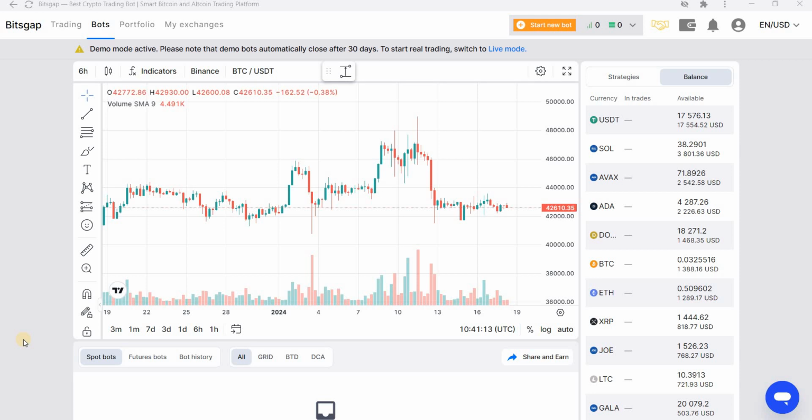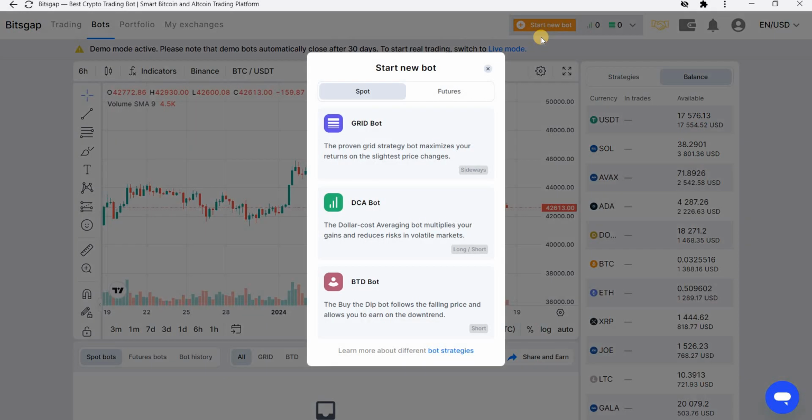So here we're on the Bitsgap platform and I'm in demo mode. I recommend trying new things in demo mode and see how things go. Then when you are ready to try with real money, start off with a small investment to gain experience. Now last time we looked at XRP and thought it might be worth a try, so let's start a new bot with XRP. So we click on Start New Bot, then click on Grid Bot.